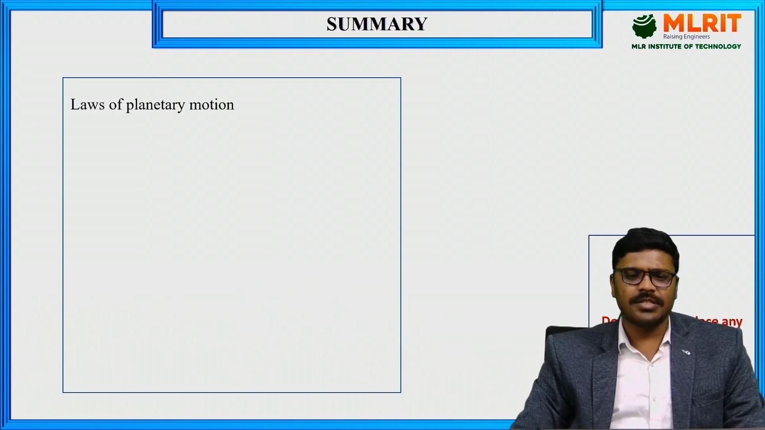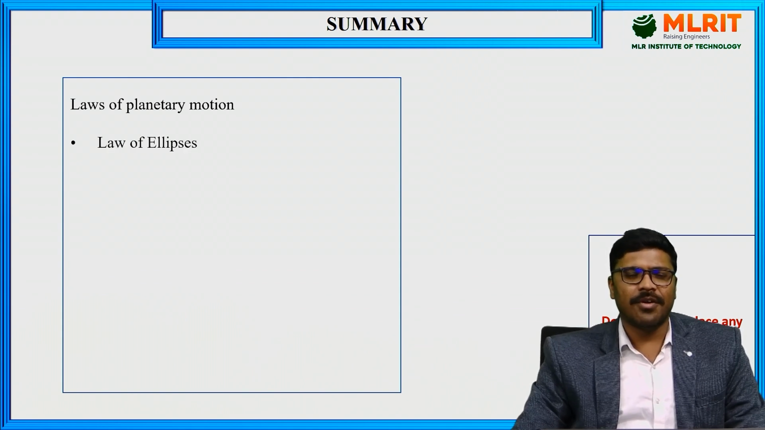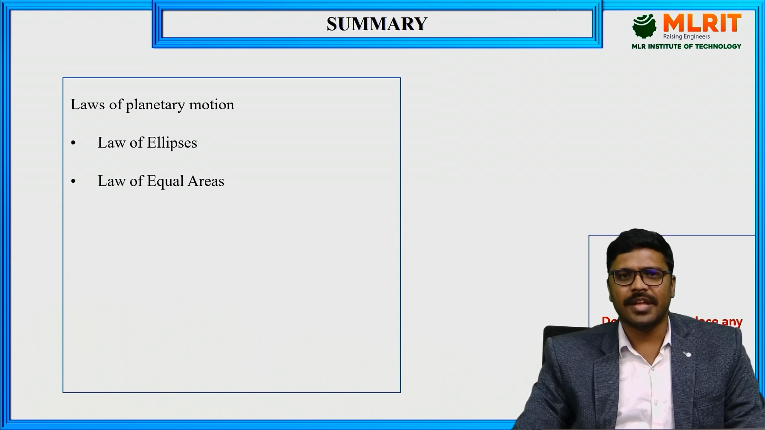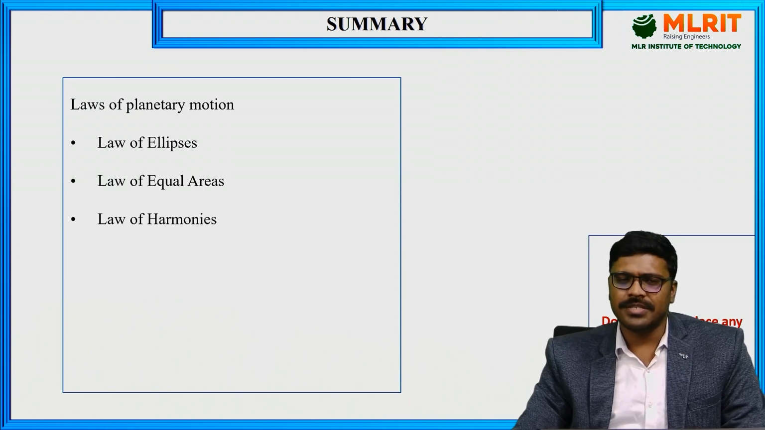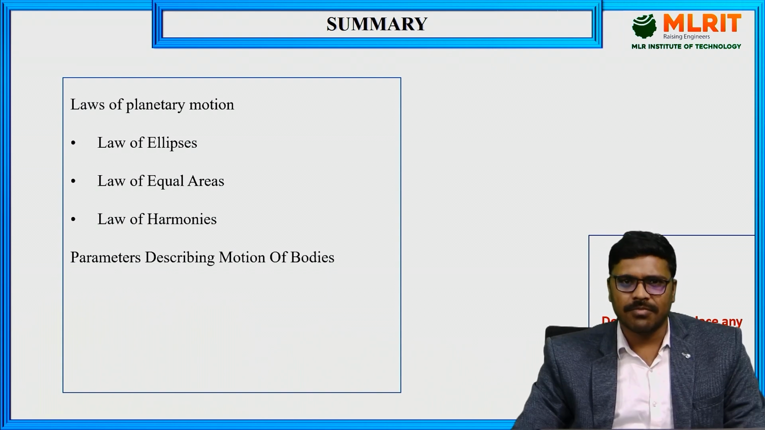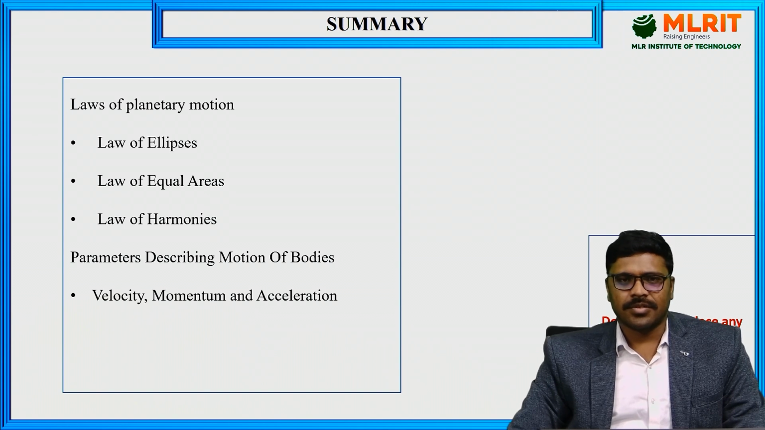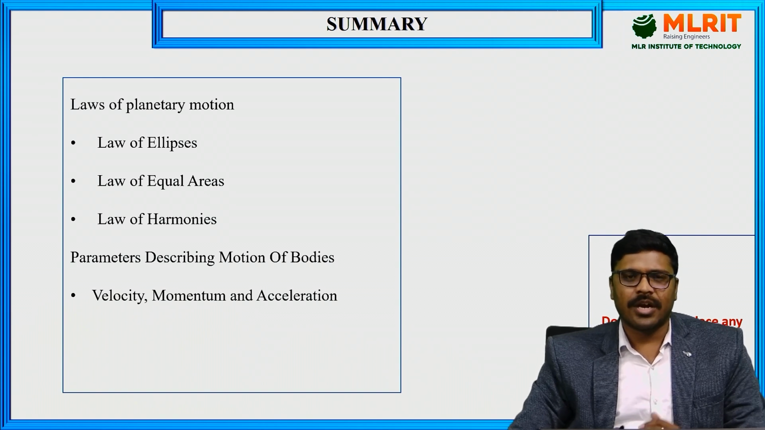Coming to the summary of today's topic, we have discussed the laws of planetary motion. In that we have discussed three laws: the law of orbits, the law of equal areas, and the law of harmonies. After that we have discussed the parameters describing the motion of bodies, in which we have gone through velocity, momentum and acceleration. So this is about today's topic, and we will continue in the next lecture.